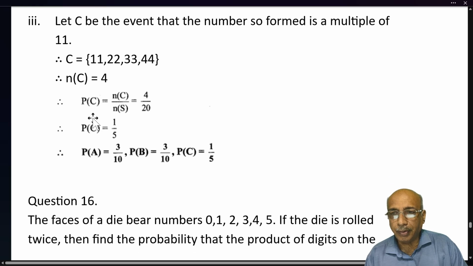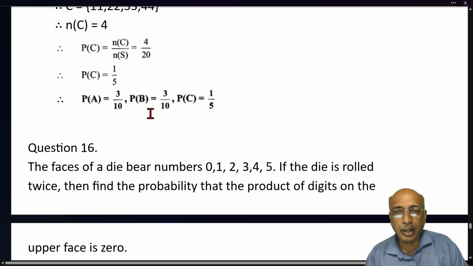Let C be the event that the number so formed is a multiple of 11. So set C equals 11, 22, 33, 44. Therefore, n(C) equals 4. So probability of C will be 4 upon 20 equals 1 by 5.